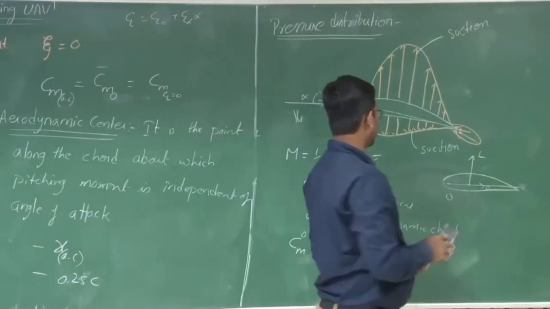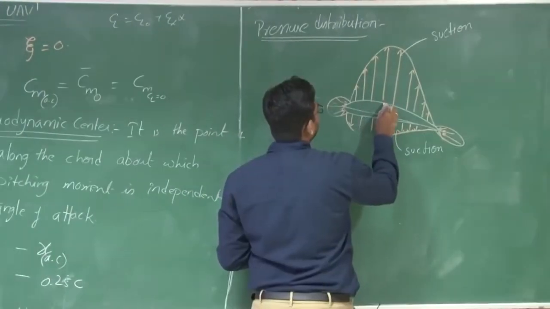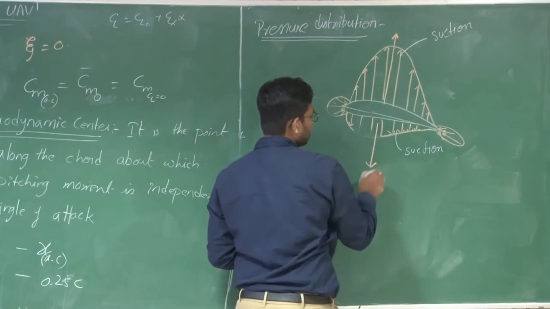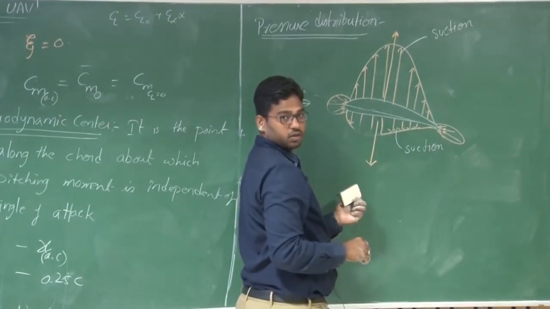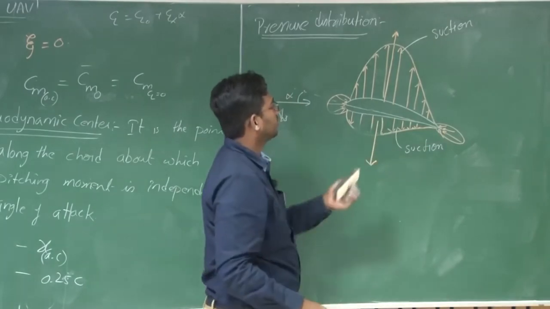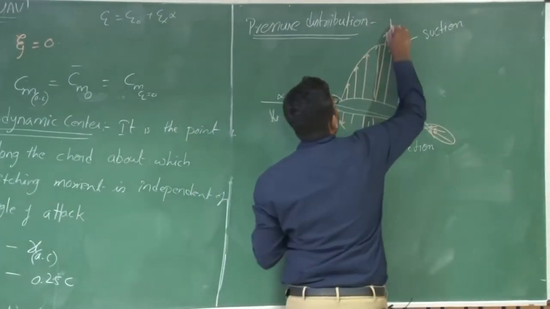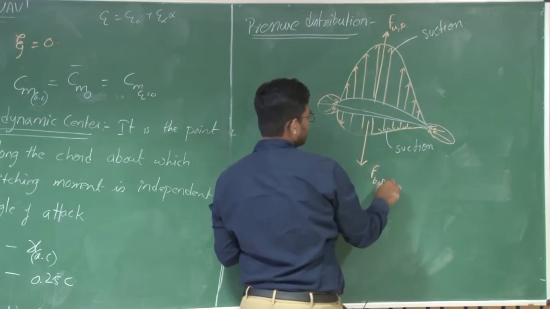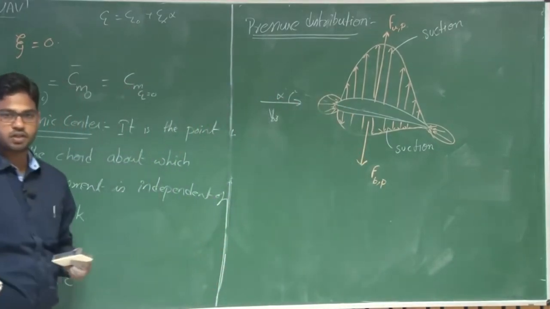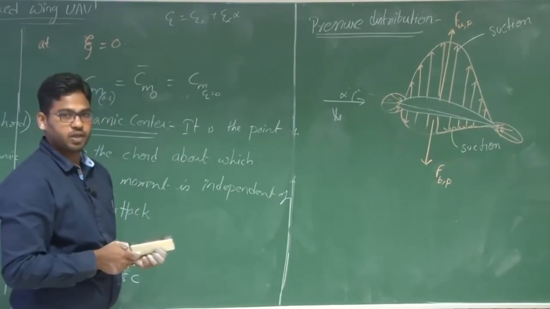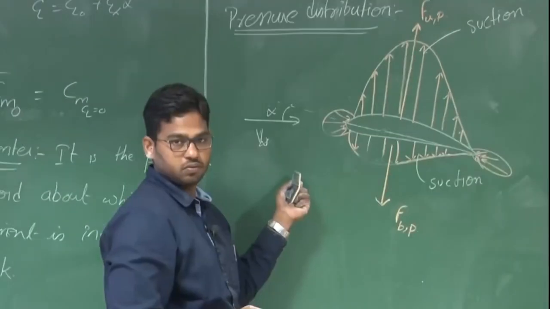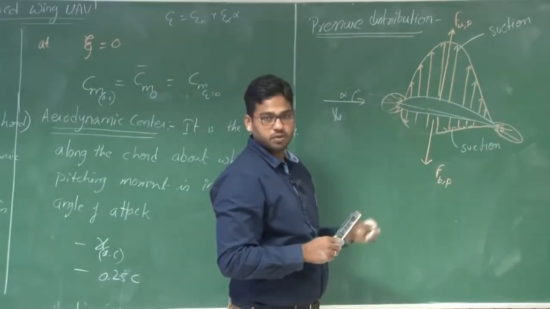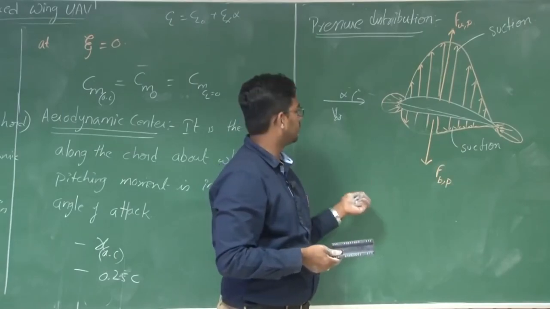Let us come back to this figure. When can lift be 0? Let us say the total resultant force, if you integrate along the upper surface, is equal to the resultant force along the bottom surface. If you integrate the pressure over the upper surface, you will get a force, and likewise a force on the bottom surface due to pressure. If these two become equal, then CL becomes 0. At 0 angle of attack, for a symmetric aerofoil, the upper surface distribution and bottom surface distribution become equal, and the lift is 0.